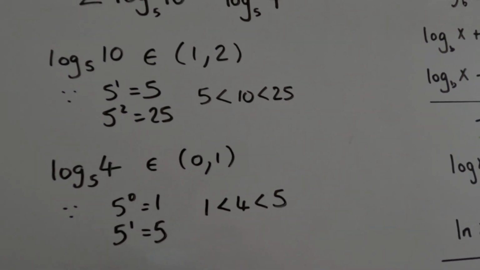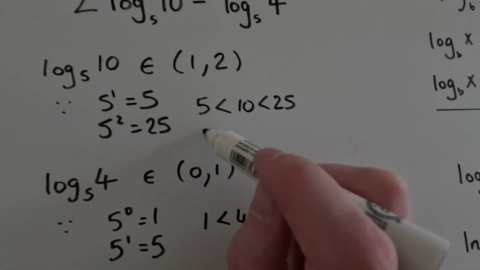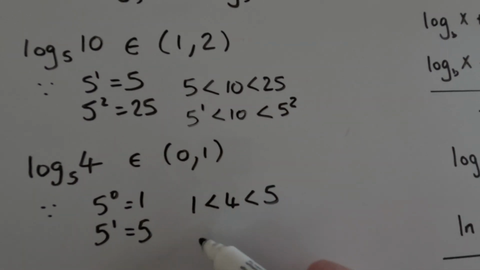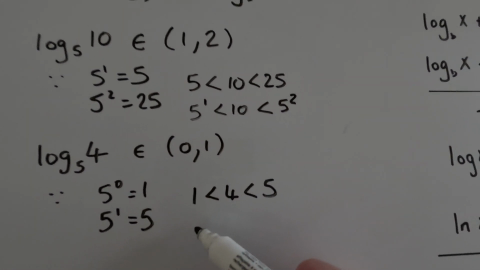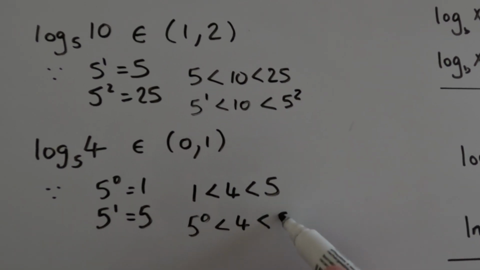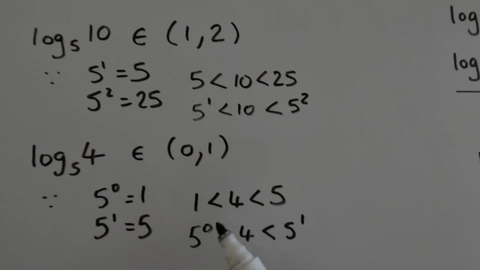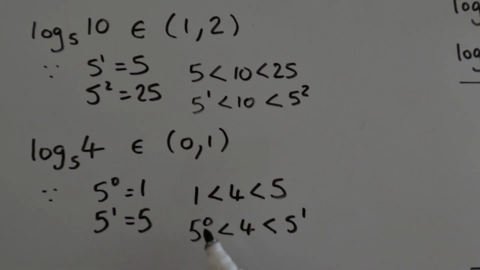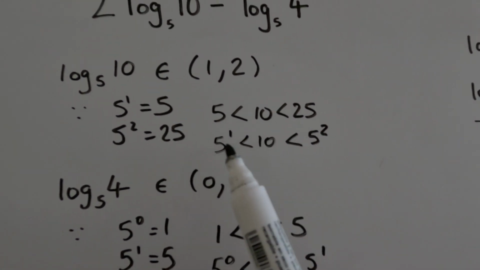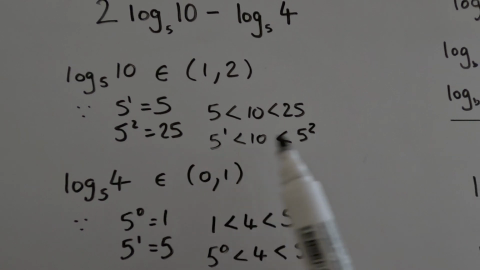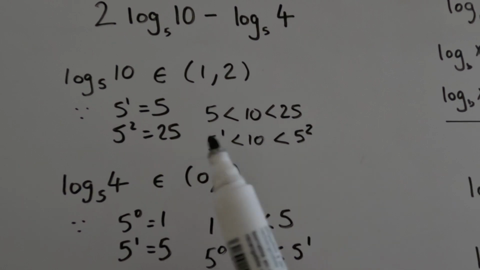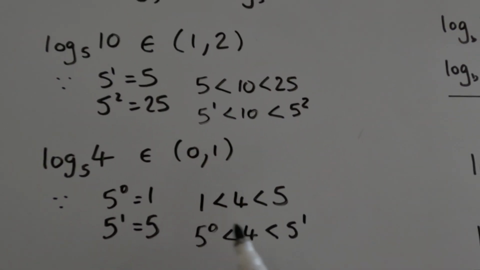Okay, so if we write this one here, 5 to the 1 is less than 10, which is less than 5 to the 2. And this one, 5 to the 0 is less than 4, which is less than 5 to the 1. So 4 is between 5 to the 0 and 5 to the 1, and 10 is between 5 to the 1 and 5 to the 2. That means the log of 10 to the base 5 is strictly between 1 and 2. The log of 4 to the base 5 is strictly between 0 and 1.